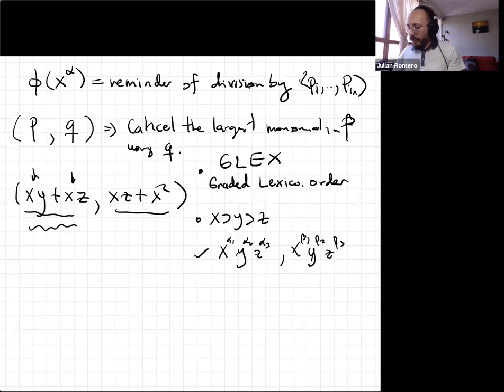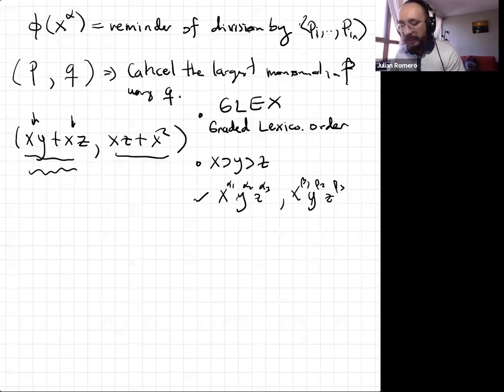What you do is you first check which one has the highest degree. The one that has the largest degree is certainly greater than the other one, right? So the first thing that you check is if alpha1 plus alpha2 plus alpha3 is greater than or equal to beta1 plus beta2 plus beta3.